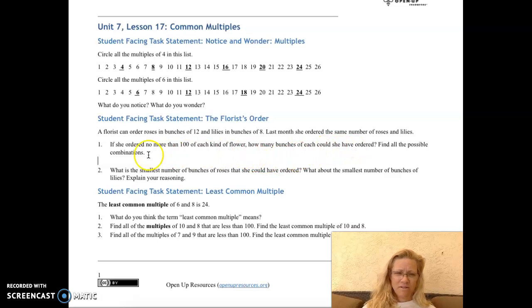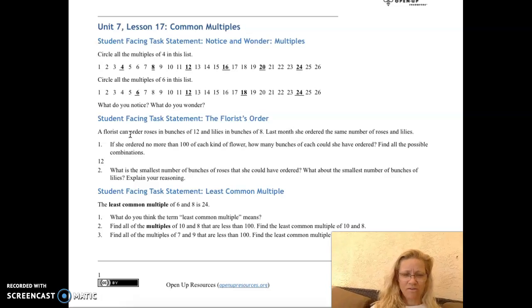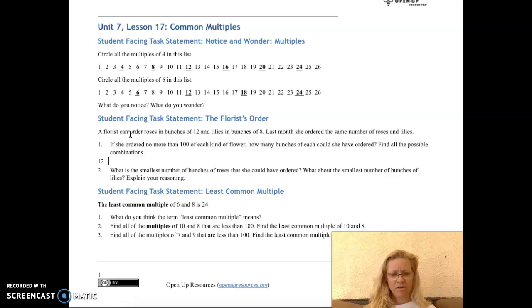So what I did was I started with my roses, bunches of 12, and I did the same thing that I did up here when I found groups of 4s and multiples of 6s. So I'm going to start with 12. Okay, and then I'm going to jump 12 more. 12 plus 12 is 24. 12 plus 12 plus 12 is 36. Okay. And then we have 48.